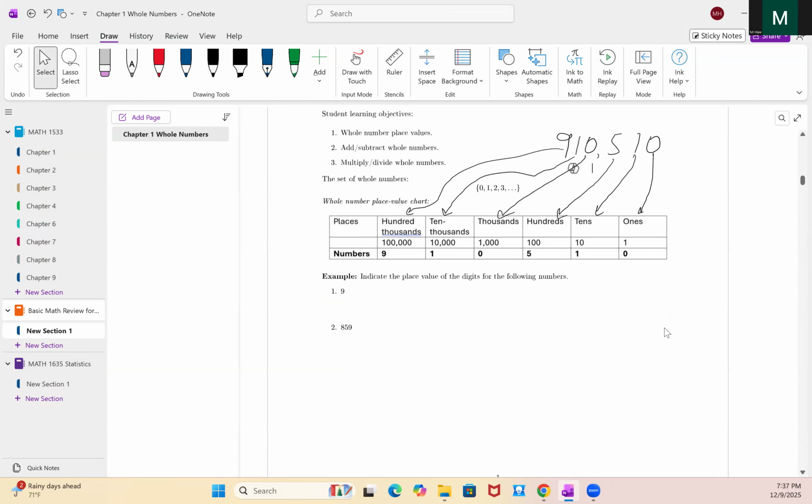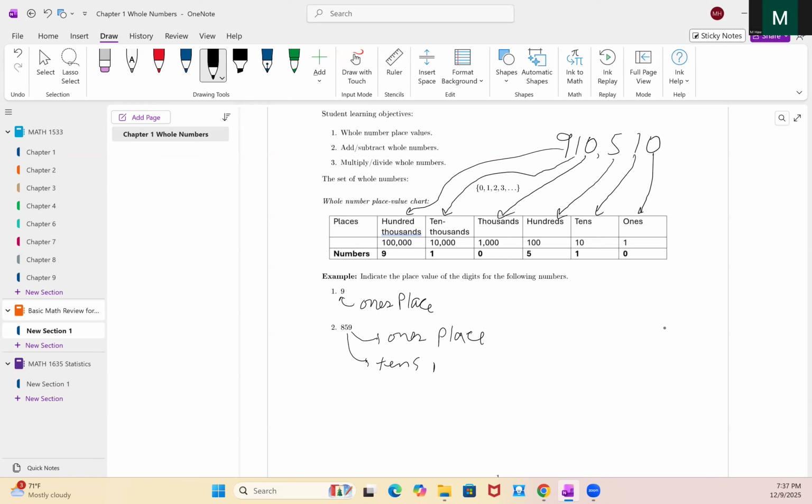Let's look at an example here. Indicate the place value of the digits for the following numbers. So this number is 9. There is only one digit to it, and 9 is in the ones place. And the second example, we have 859. There are 3 digits. The first number to the right is the ones place. 5 is the tens place. 8 is the hundreds place.